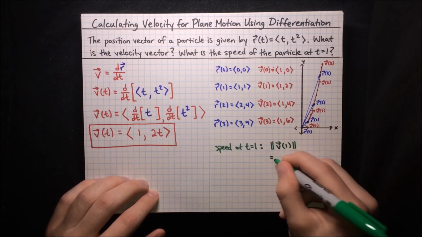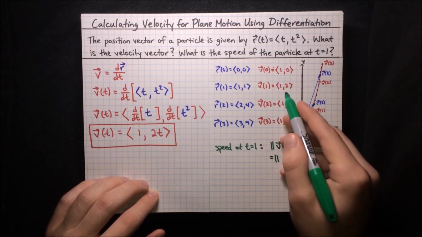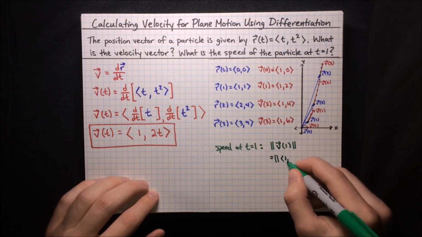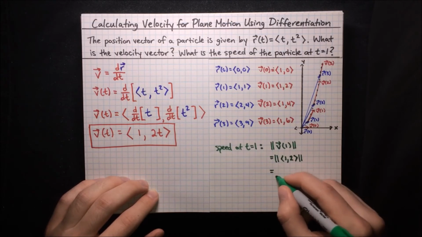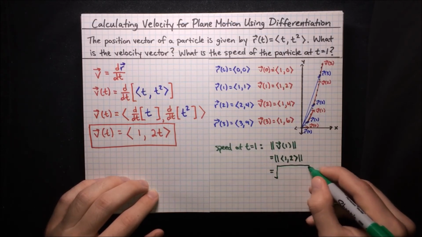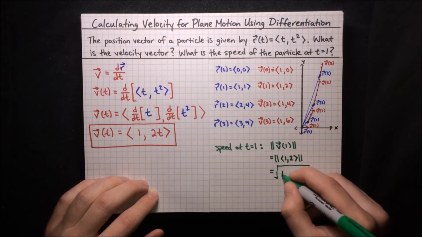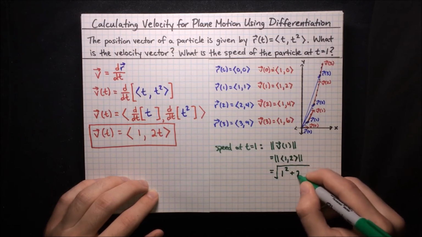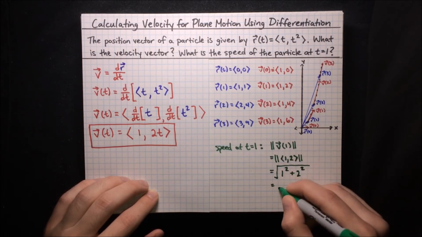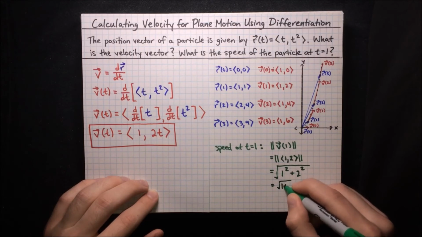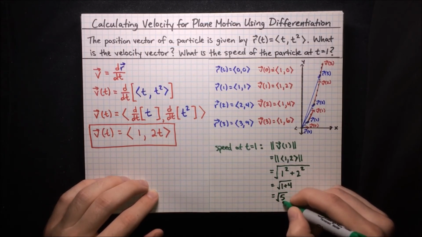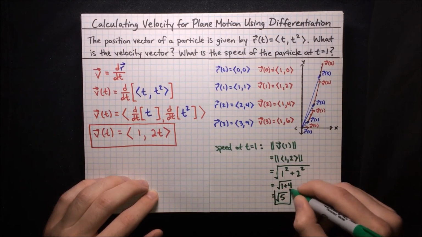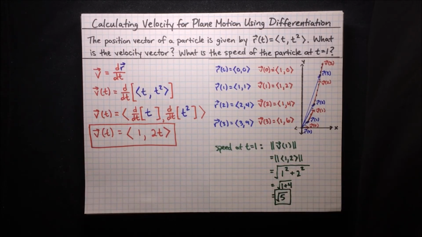And we know that the velocity vector v of 1 is just equal to <1, 2>. We computed that earlier. And the magnitude of that is just the square root of the sum of squares of components. So the square root of 1 squared plus 2 squared, which is the square root of 1 plus 4, which is the square root of 5. So there we go, that's our speed, square root of 5 units per second.